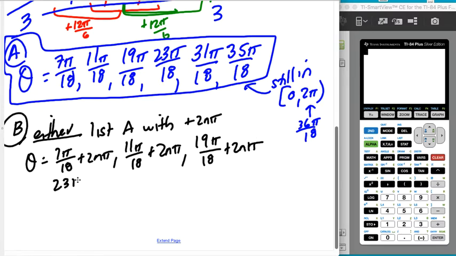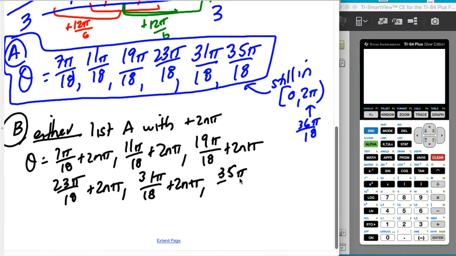And 23 pi over 18 plus 2n pi. And this is not wrong, but I'm going to show you a better option in a sec. 31 pi over 18 plus 2n pi. And 35 pi over 18. Wow, this is still happening, plus 2n pi. Whew, that took a while.